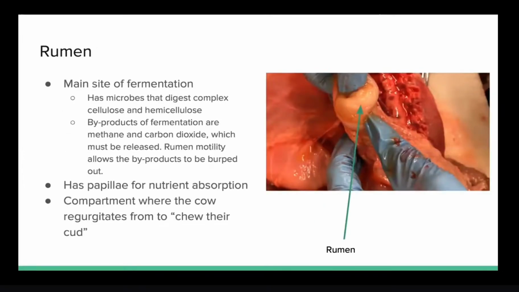The rumen is the first part of the stomach, and it's the main site of fermentation. It has microbes that digest complex cellulose and hemicellulose, and the byproducts of fermentation are methane and carbon dioxide, which also must be released by rumen motility, which allows the byproducts to be burped out. It has papillae for nutrient absorption and is a compartment from which the cow regurgitates to chew their cud.